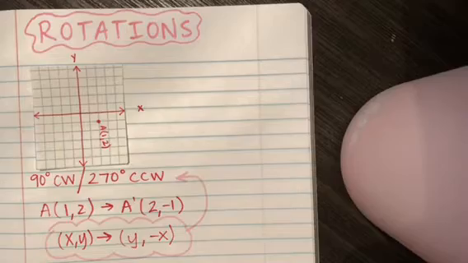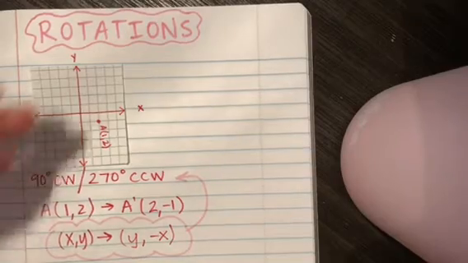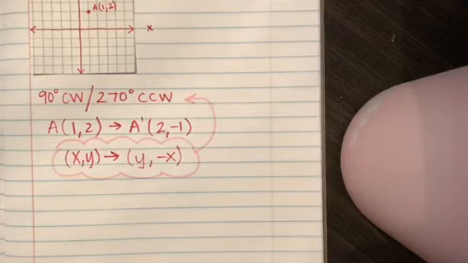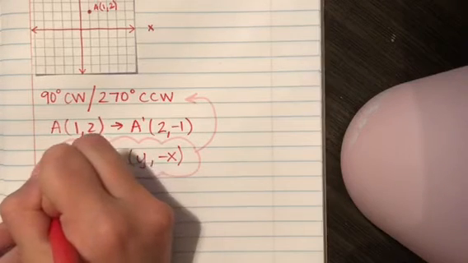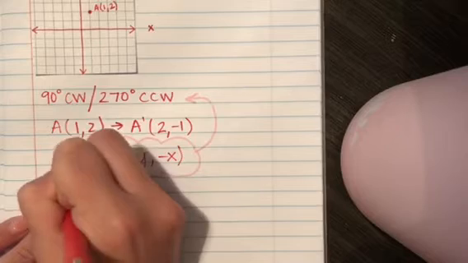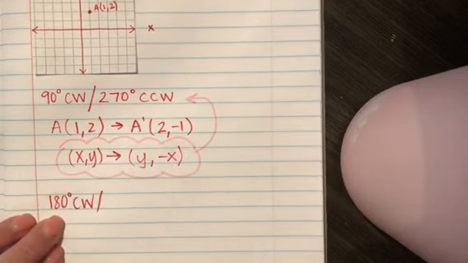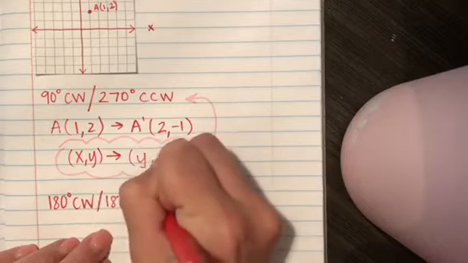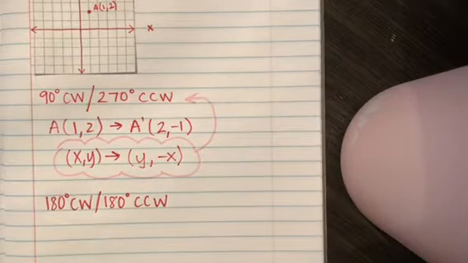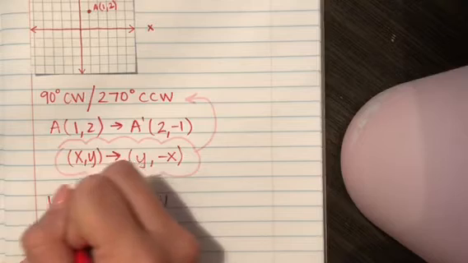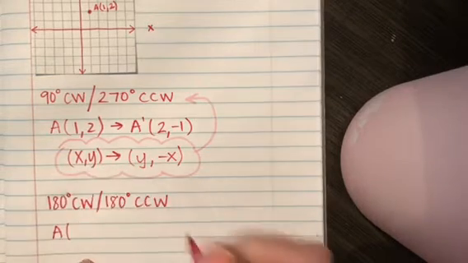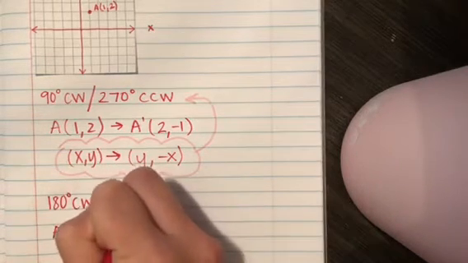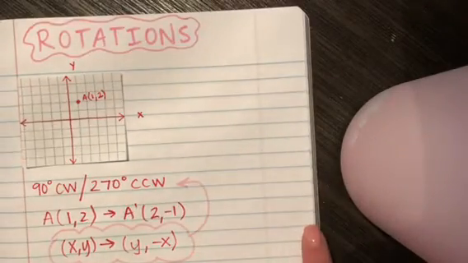Okay, let's try a different one. This time I'm going to reset this. This time we're going to figure out what the rule is for rotating 180 degrees clockwise, which would be the same thing as 180 degrees counterclockwise. So to do this, let's list our original A coordinate. A is at 1, 2. We're going to figure out where A prime is once we rotate this 180 degrees.